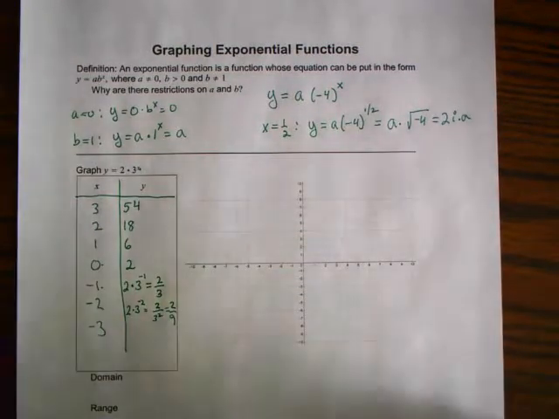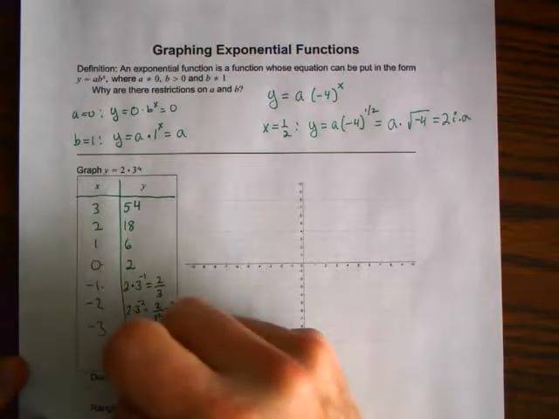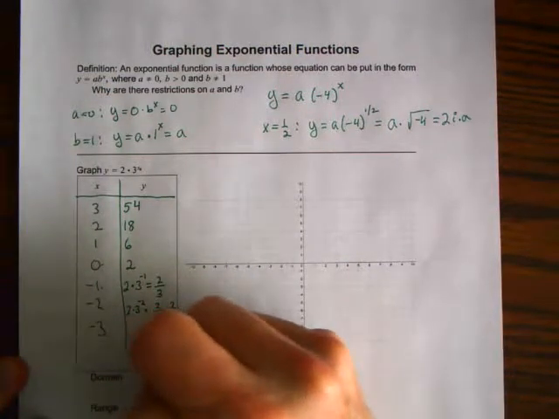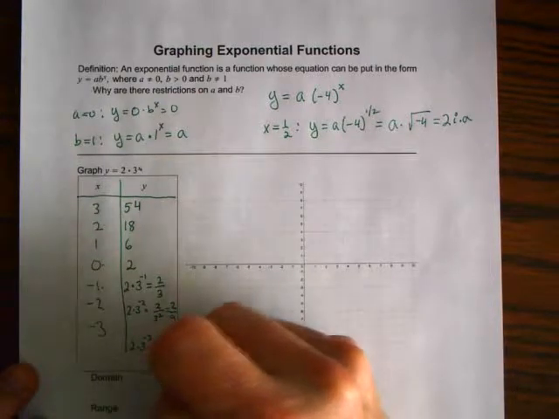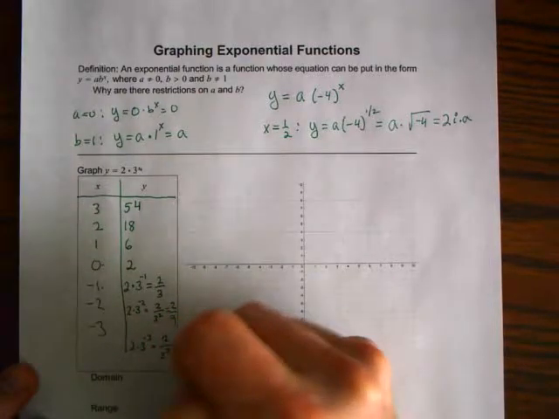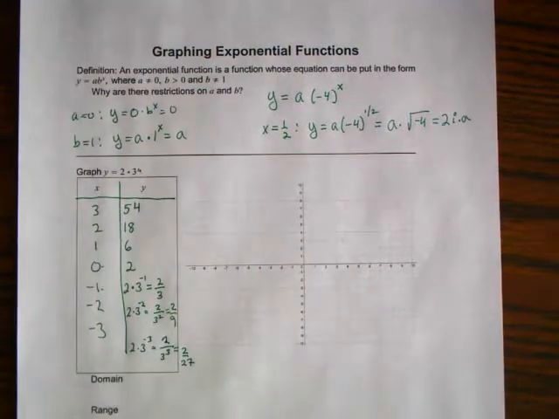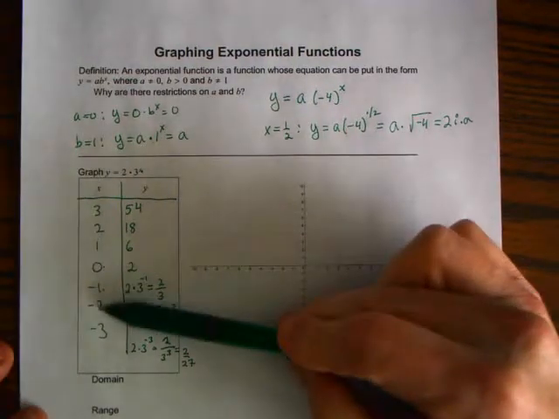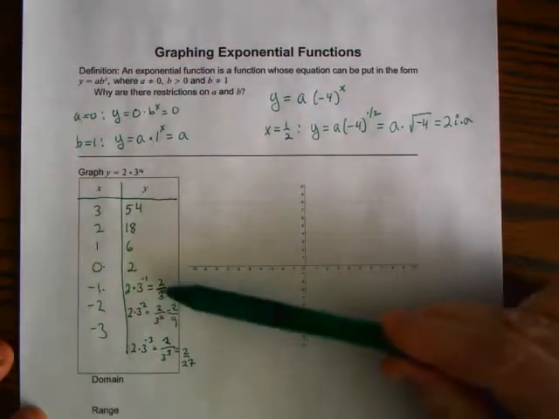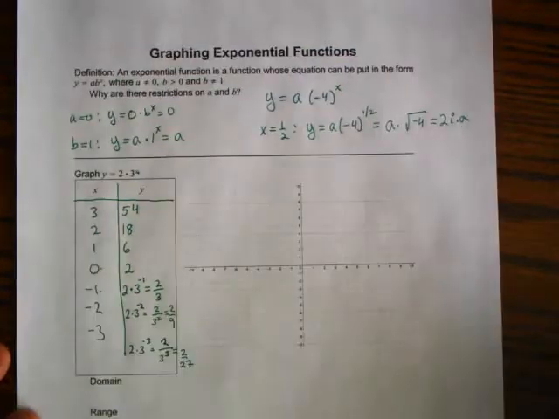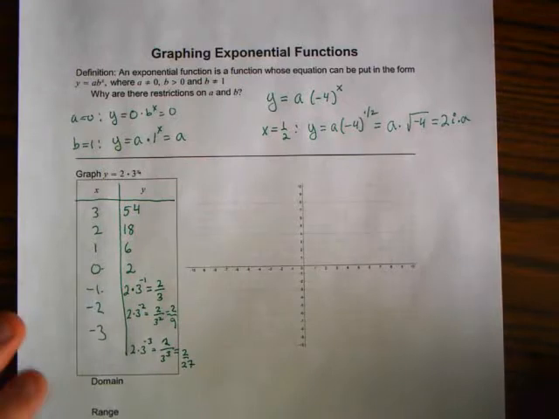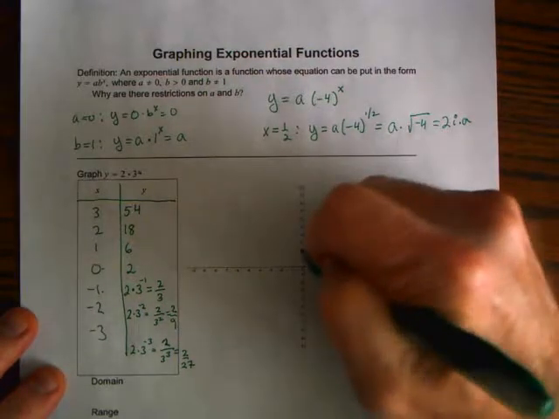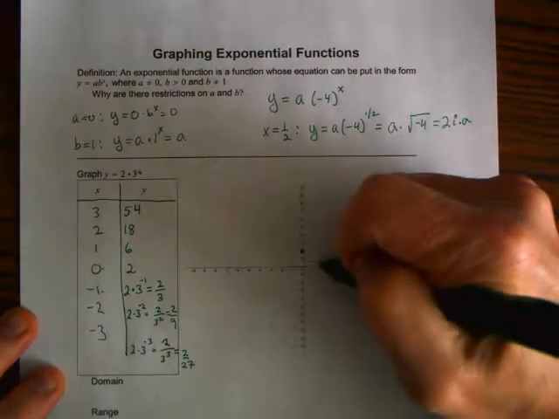All right, so now we're seeing a pattern, I hope. 2 times 3 to the negative 3. That's 2 over 3 cubed. That's 2 over 27. So now what's happening when we plug in these negative numbers, our y values are getting really, really small, but they're still positive, but they're getting close to 0. All right, so let's draw this. We have 0, 2. We have 1, 6.